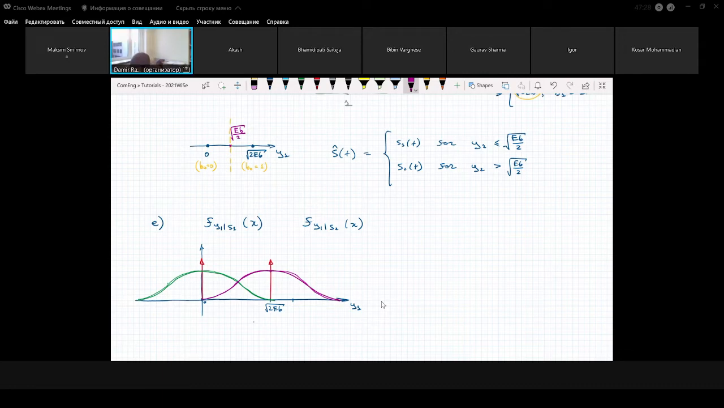So now we can say that this green curve is nothing else but our conditional probability density function of what we can observe at the output. So it's the probability density function of y1, taking into account that we're transmitting signal S1. And the purple curve corresponds to the probability density function of y1, taking into account that we transmit S2. So these are two conditional probability density functions. What else do we need to specify on this diagram?